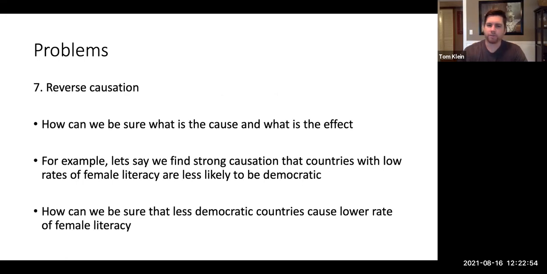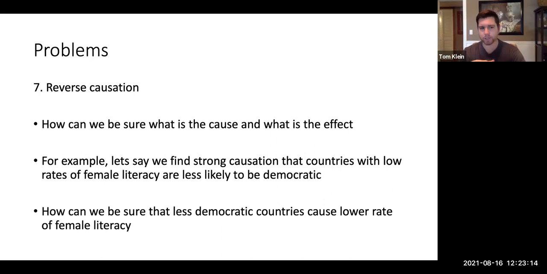Issue number 7, reverse causation. It's sometimes difficult to determine what is the cause and what is the effect. We talked about correlation and cause and effect. Let's stick with cause and effect here. How do you know that problem A is causing problem B, and it's not that problem B is causing problem A? That can be very difficult to determine.